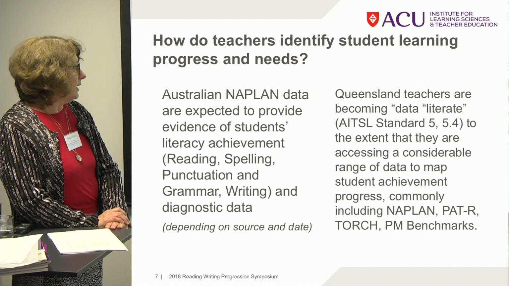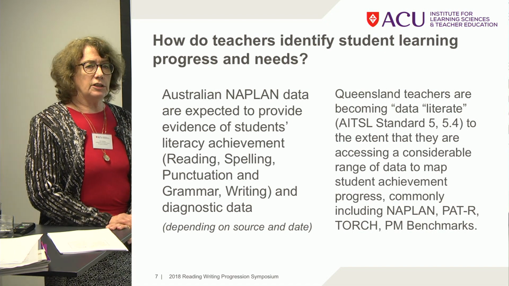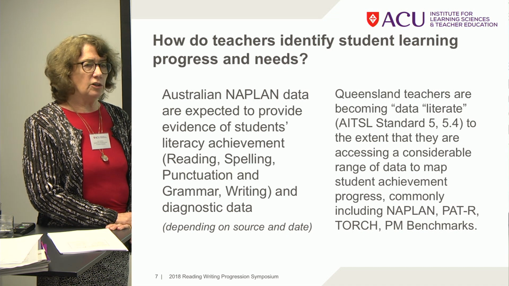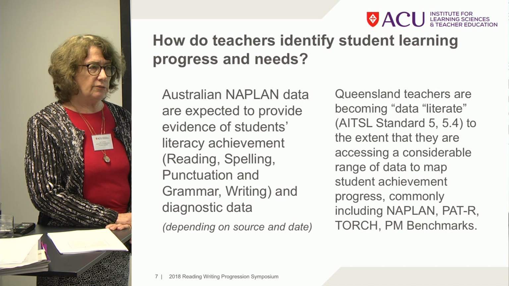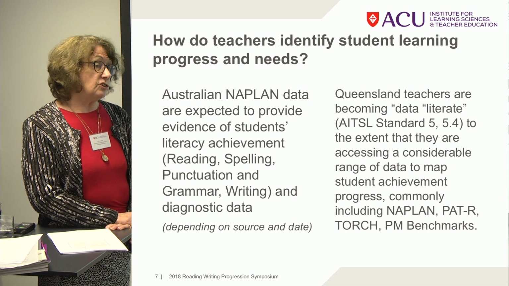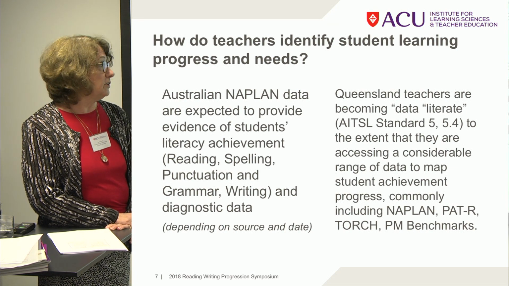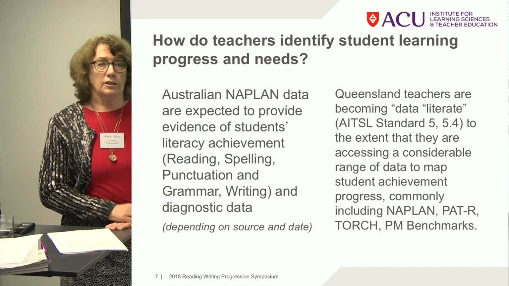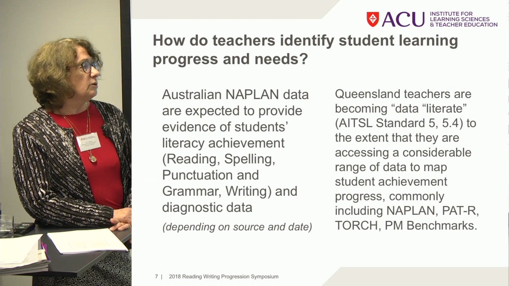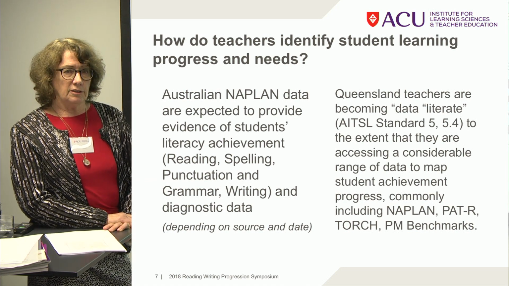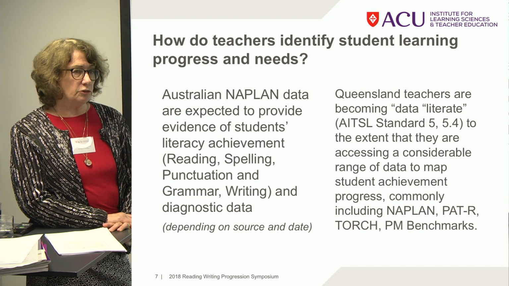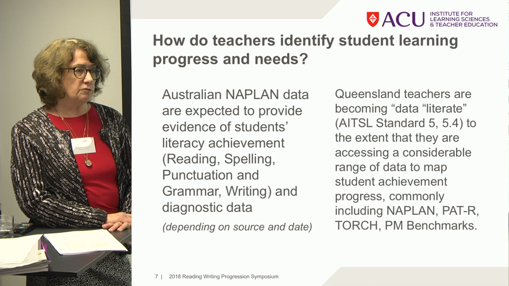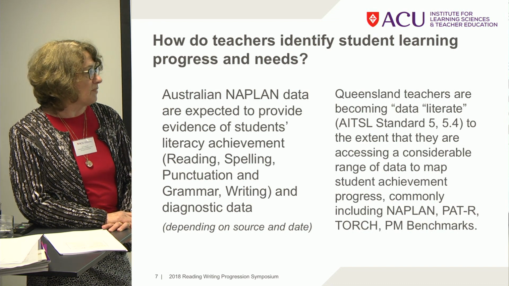So we know that NAPLAN data are expected to provide evidence of students' literacy achievement in all of these areas, and diagnostic data, and the extent to which it's identified as diagnostic for individual students, will always depend on what version you're reading on the web about what NAPLAN is for and what the evidence and the data are for. But there is a sense that NAPLAN will give you some guidance about student improvement and where they should go. But we also have noticed in research, the evidence is emerging that Queensland teachers are becoming data literate to an extent, which is very compatible with the AITSL Standard 5 and 5.4, with which my colleagues are very, very keen to focus.